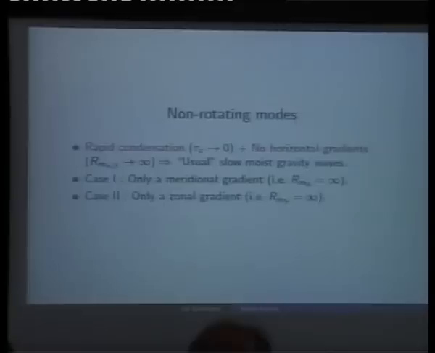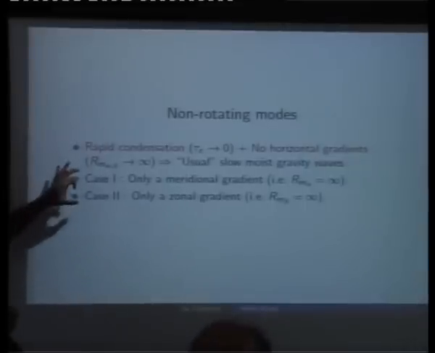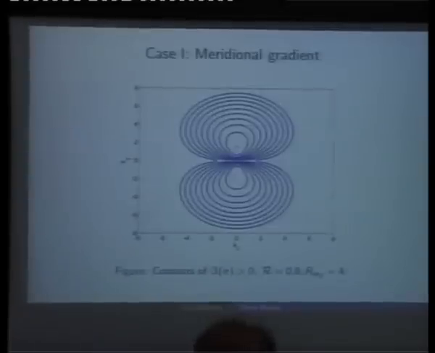What we want to do is to say, well, this is the traditional result which I just described. We want to put in the gradients. The first case we will consider is the case where one has meridional gradients. That is, Rm alpha is still infinity, so there are no zonal gradients. There's only a meridional gradient, that is Rm beta is not equal to infinity, right? So, what is the result from the first case?